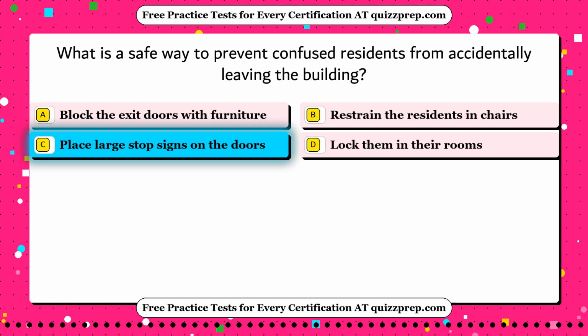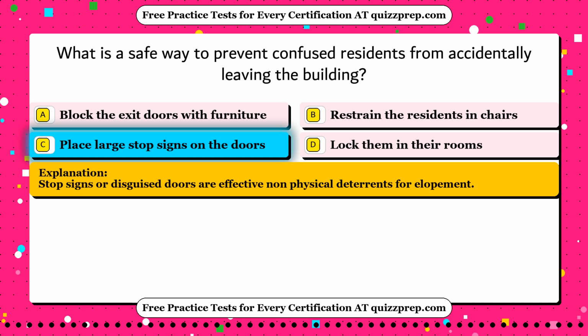The correct answer is option C, place large stop signs on the doors. Stop signs or disguised doors are effective non-physical deterrents for elopement.